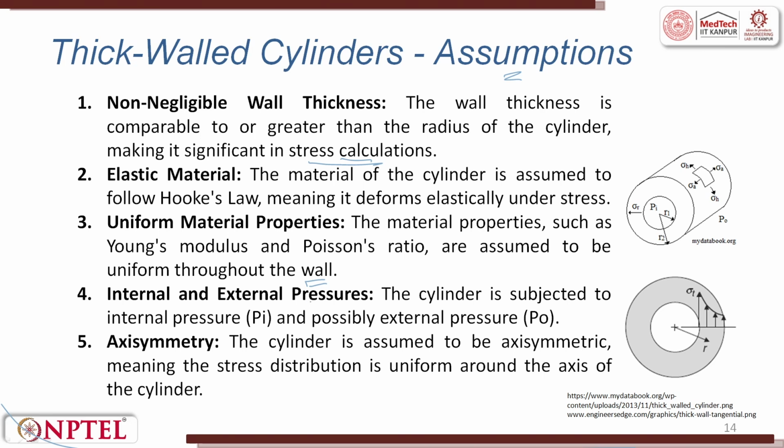Then internal and external pressure. The cylinder is subjected to internal pressure Pi and external pressure P naught. So, the Pi is P suffix i and it is P suffix naught. Then it is axisymmetry. The cylinder is assumed to be axisymmetric, meaning the stress distribution is uniform around the axis of the cylinder. So, as I told you in the previous slides itself, you try to take a single element. So, this single element has sigma theta, and then this is hoop, this is length, longitude.